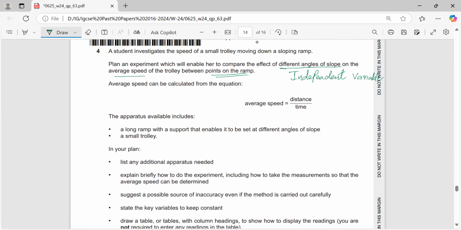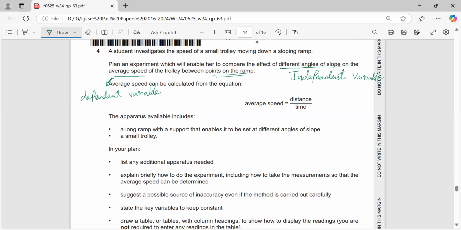As you change the angle of that slope, definitely it will affect the speed of that trolley on the ramp. If this angle is higher, the speed will be greater, meaning its gradient will be more, slope will be more. And if the angle is smaller, the speed of the trolley will be smaller. So the independent variable in this case is the angle of the slope, and the dependent variable is the speed. Average speed is the dependent variable.